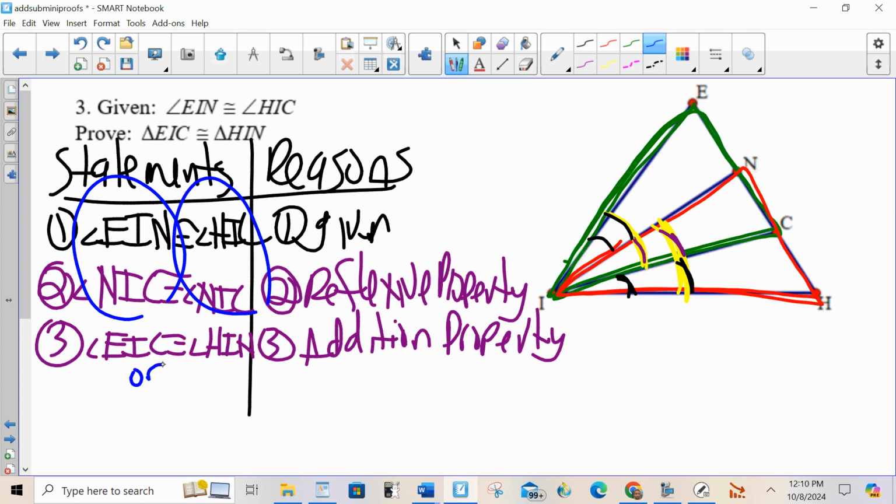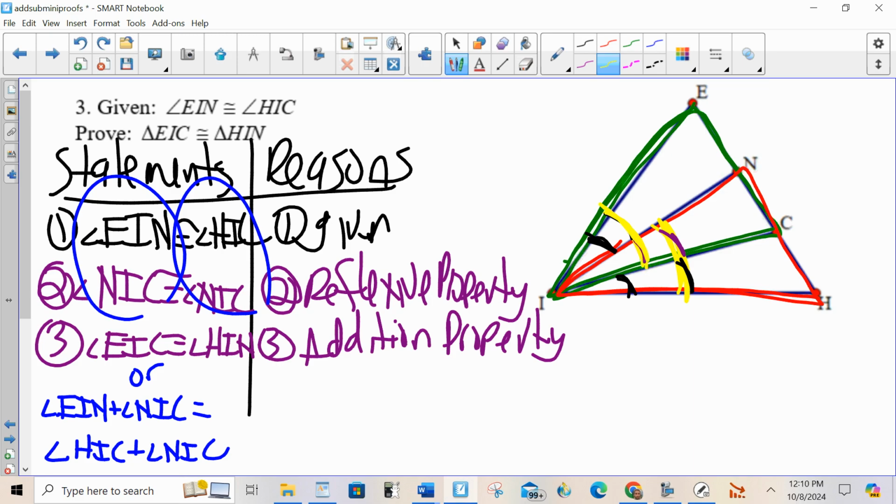So I write "or": angle EIN plus angle NIC equals angle HIN plus angle NIC. So it works for both sides and angles. Again, it gave me this little black angle, but that's not the angle of the triangle. This is, so I needed this piece right here, angle NIC. Same thing on the other side. That's it.